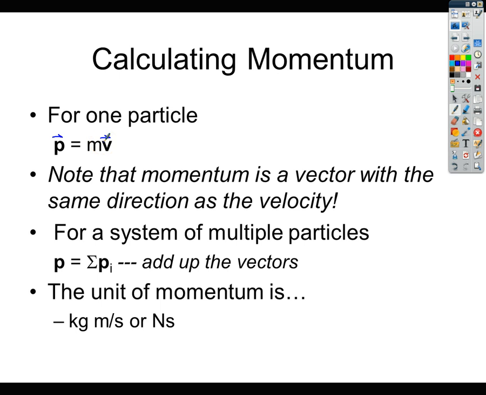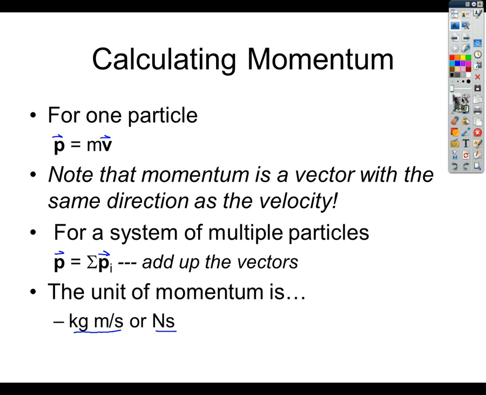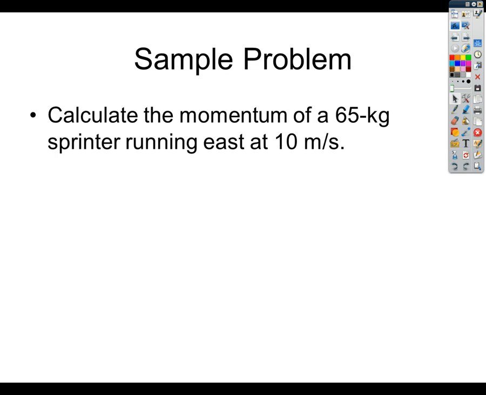For a system of multiple particles, the overall momentum that you get is equal to the sum of all of the vectors for each one of those particles. And the unit of momentum is the kilogram meter per second or the Newton times a second, depending on whether you're talking about impulse or momentum. Those can change slightly.